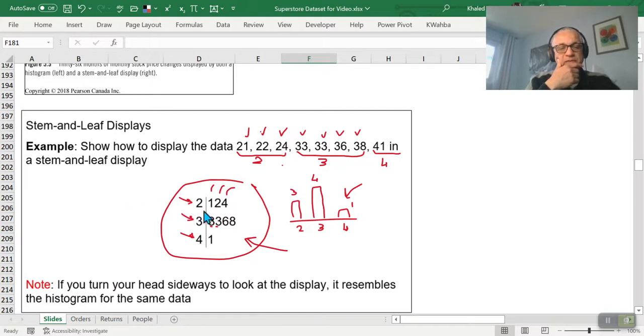So if you give me this, I know that this is the stem, 2, and how many leaves? I have 1, 2, 4, so the first one is 21, then 22, and 24, and so on and so forth. So this is one of the interesting characteristics. If you have stem and leaf, you can always come back to the original data. But if you have a histogram, you can't. It's impossible to know what the raw data was. So it is very important to know the difference.